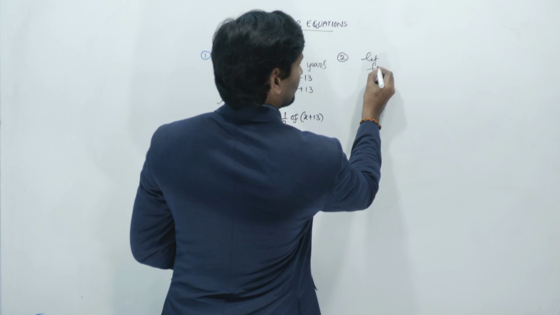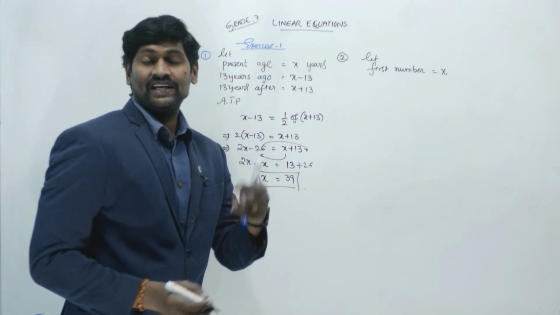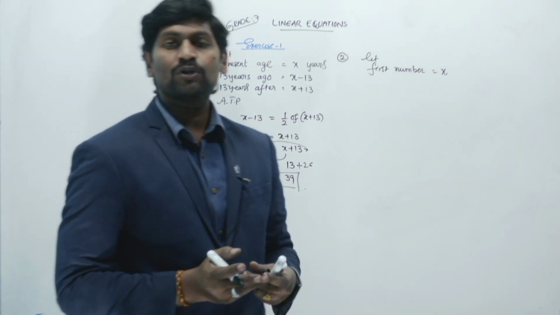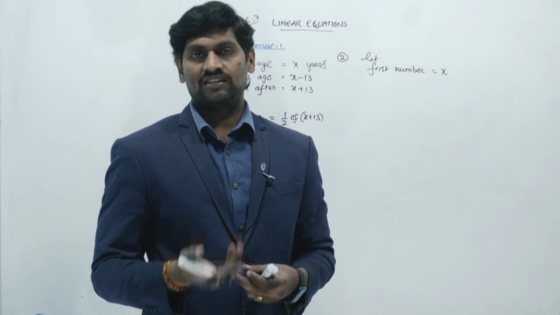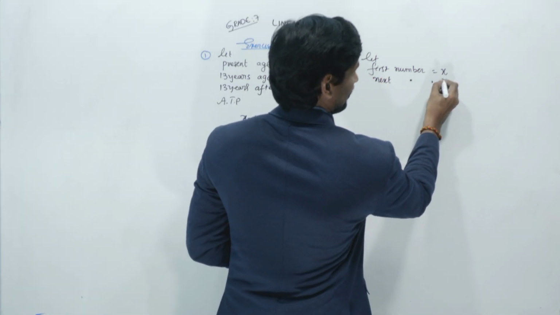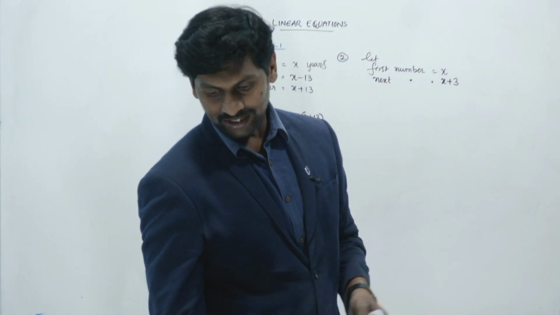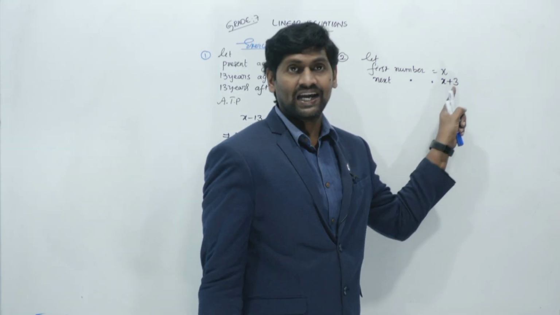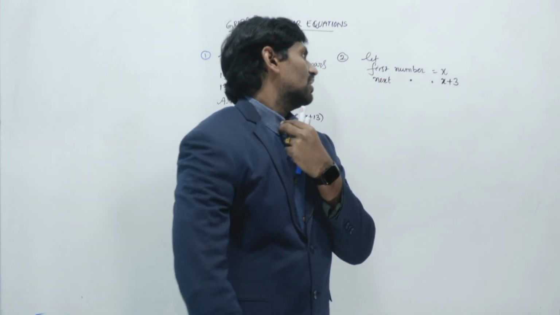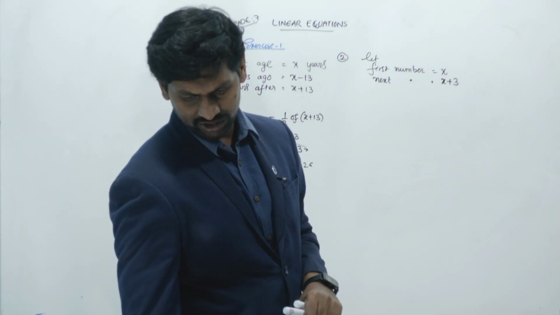Let the first number be X. Its multiple, for example 3, after 3 what is the next multiple of 3? 6. That means we should add 3. So the next number will be X plus 3. Because I have taken multiples of 3, that's why I added 3. If it is given multiples of 5, I should add 5. According to this, X plus X plus 3 equals how much?